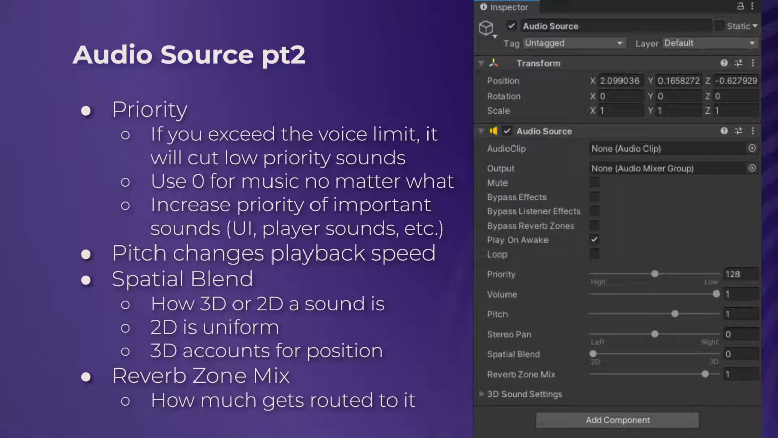But 3D sounds, that's the sounds in the world. So if you snap your fingers in front of you, you're going to hear it where it is, versus if somebody snaps their fingers across the street, it'll be a lot quieter. This accounts for position. And then last but not least here, before we get into the 3D sound settings, which are right at the bottom there, reverb zone mix. This is basically just how much of this sound gets mixed and routed into the reverb zone. So how much is affected by it.